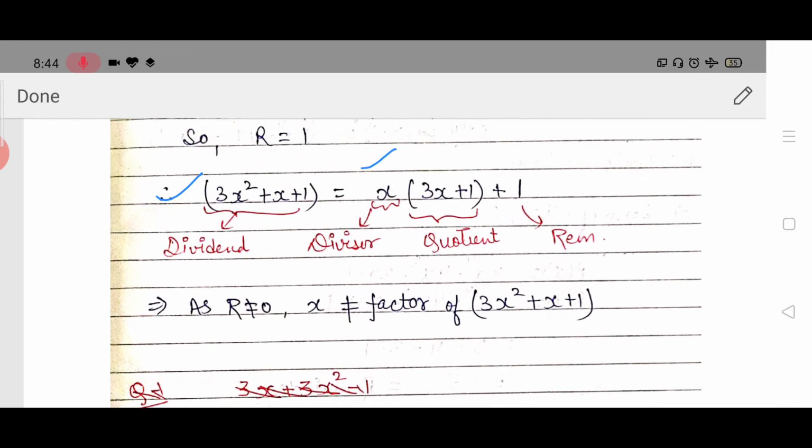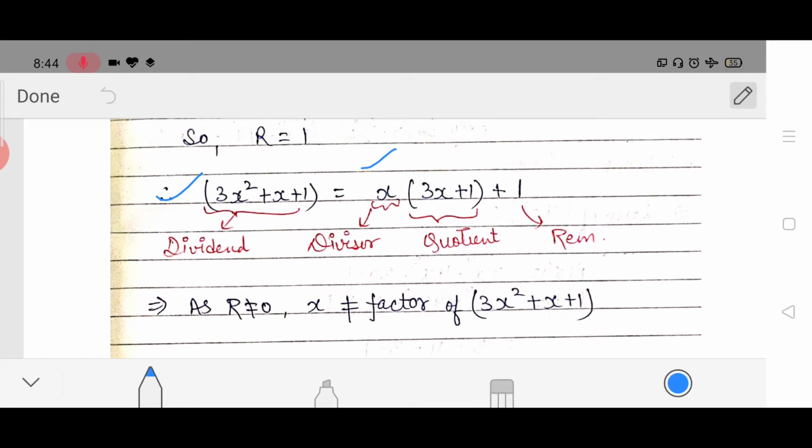Now as you can see that here the remainder is not equal to 0, because it is equal to 1. So that's why x is not a factor of 3x square plus x plus 1. Because only if the remainder is 0, then we can say that this is a factor of this. But here the remainder is not 0, it is 1. So we can say that this is not a factor of 3x square plus x plus 1. I hope this is clear.